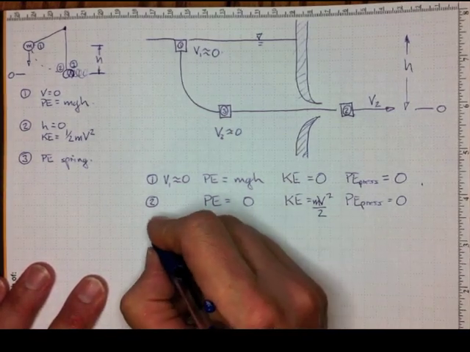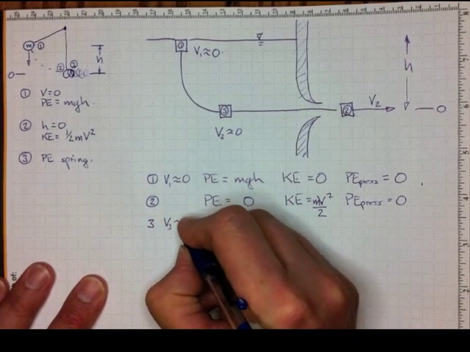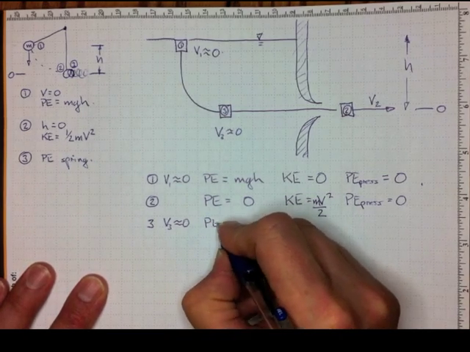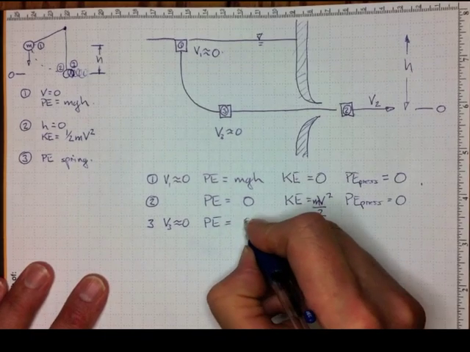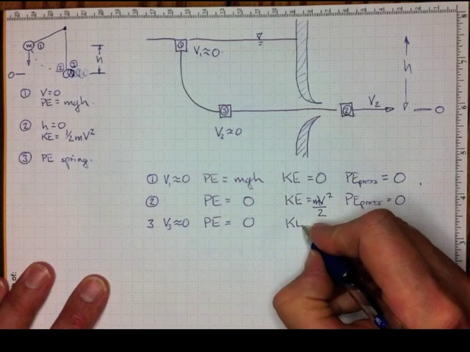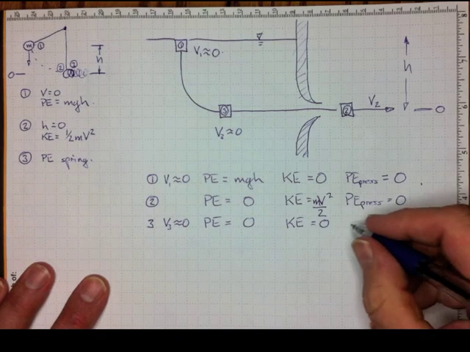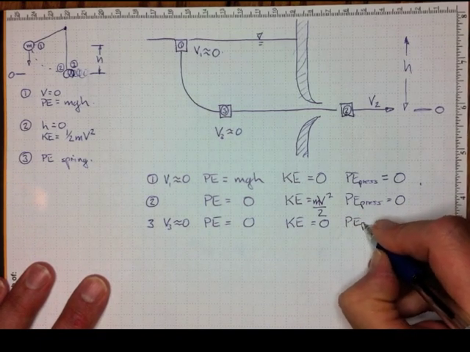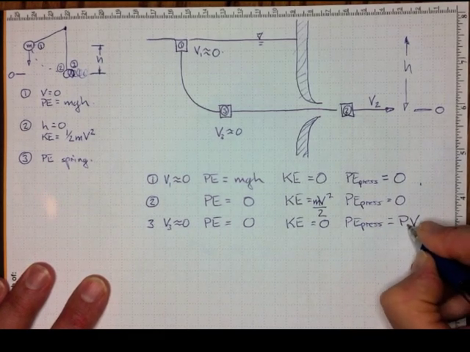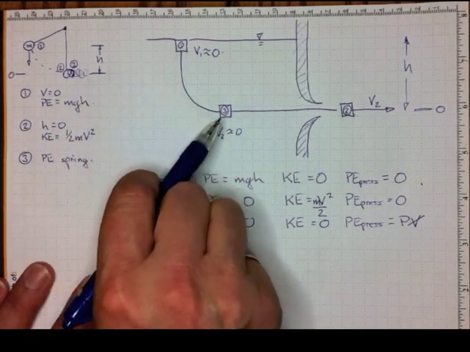At location 3, v3 was also about equal to 0, very close. Potential energy of elevation, 0 because we're at the 0 datum height. Kinetic energy equal to 0 because it's hardly moving. Potential energy of pressure equal to pressure times volume. That's the energy that went into pushing against the pressure as it went down there.